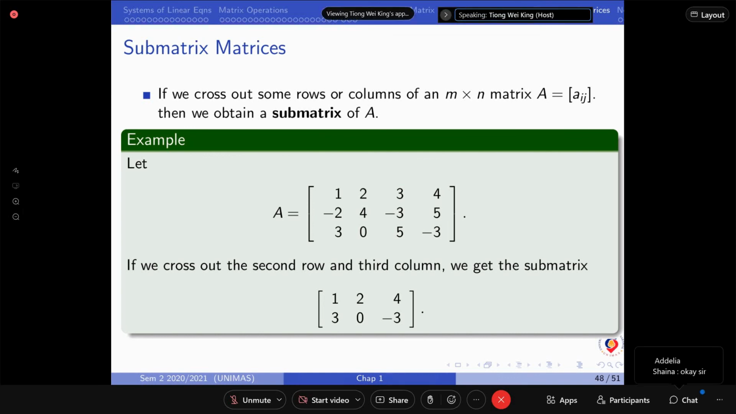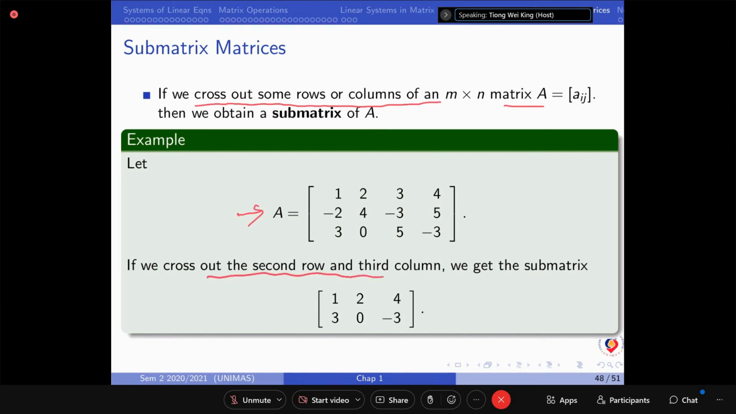Okay, next is the submatrix. A submatrix is obtained by crossing out some rows or columns of matrix A. For example, we are given matrix A. If you cross out the second row and third column, we get a submatrix. What's left is 4, -3. So this is a submatrix.